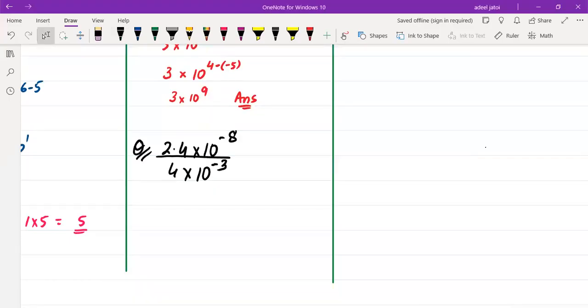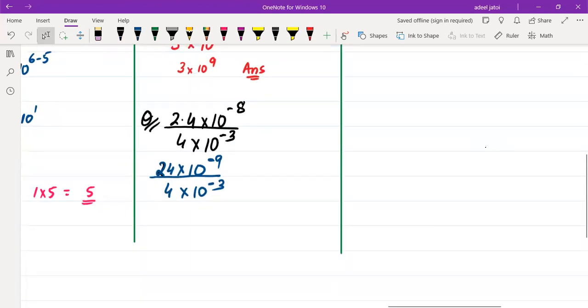Next: 2.4 into 10 to the power minus 8. So this should be what? 24 into 10, since we will move our decimal from left to right, so this should be 10 to the power minus 8 minus 1, that is minus 9, upon 4 into 10 to the power minus 3. So this should be what? 24 divided by 4 is 6 into 10 to the power minus 9.